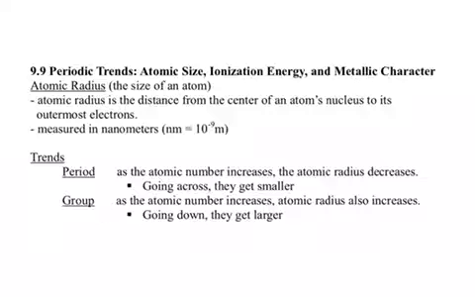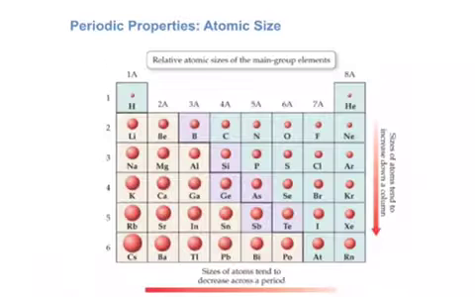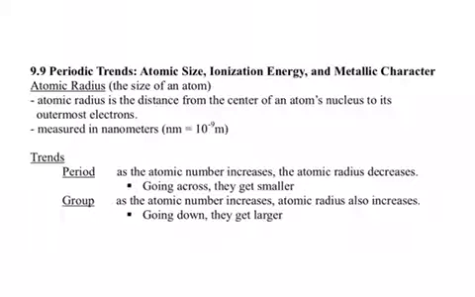So what we're going to study to start off our trends is a concept known as atomic radius. Atomic radius can be defined easily as the size of an atom. Now, what I'm going to do is show you, if you look at, let's go back here for a minute.